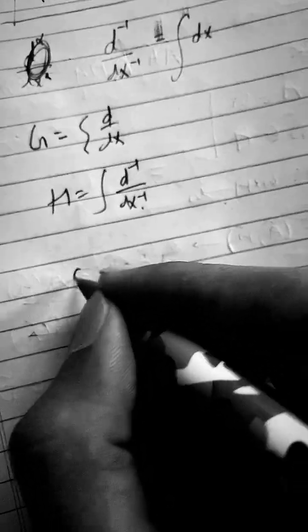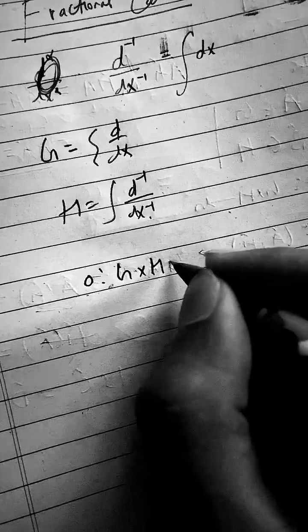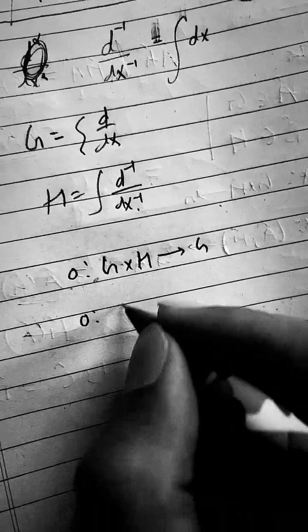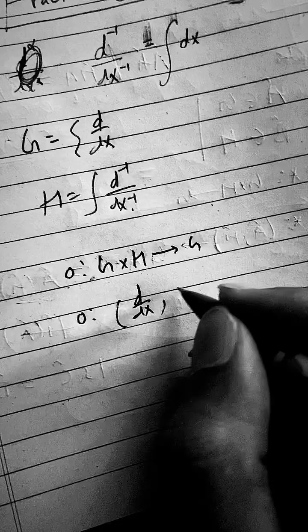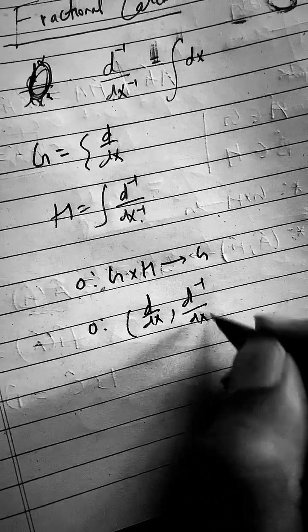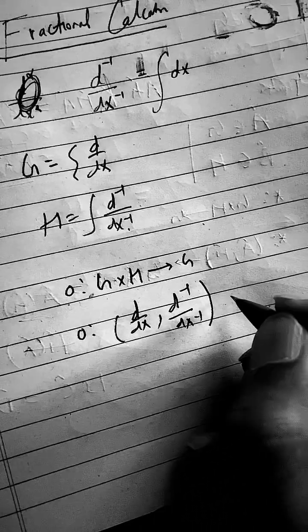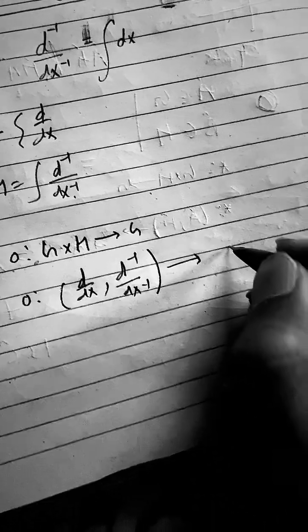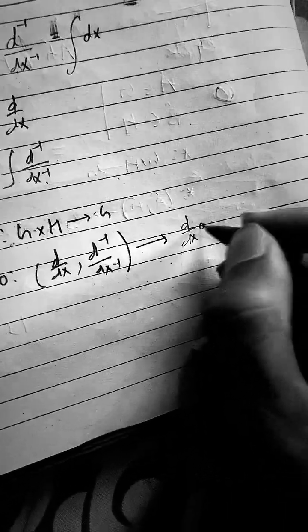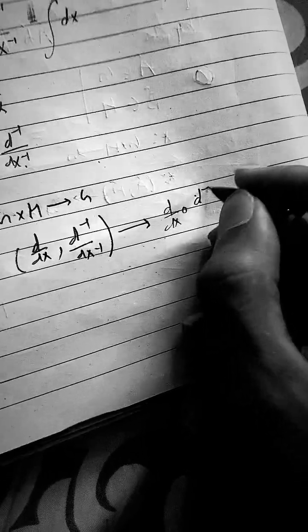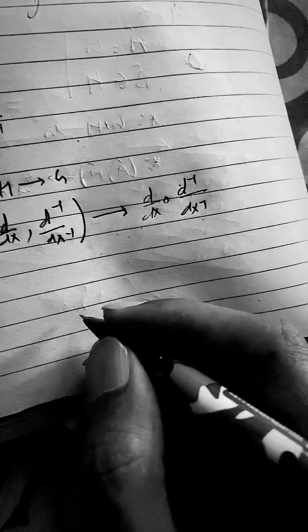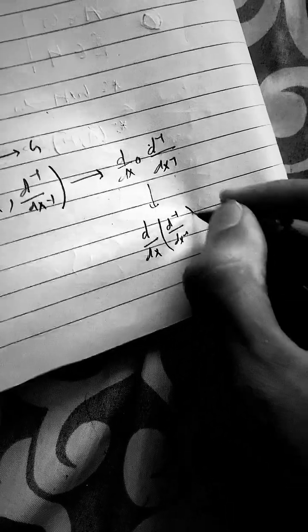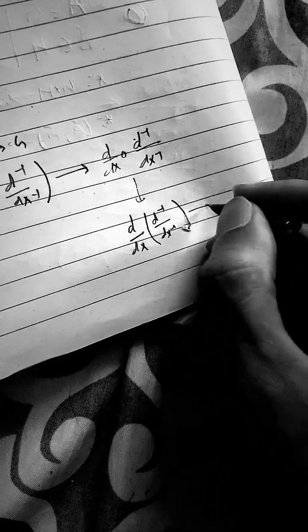So now what happens? O, so G cross H to G, it means O is going to take dy dx and d inverse of dx inverse, right? And it is going to produce dy dx acting on d inverse and dx inverse. So what does it produce? It will give dy dx of d inverse of dx inverse. So what is the answer for this?